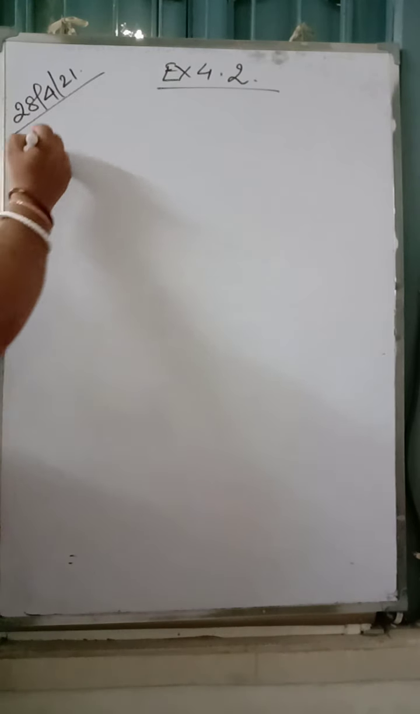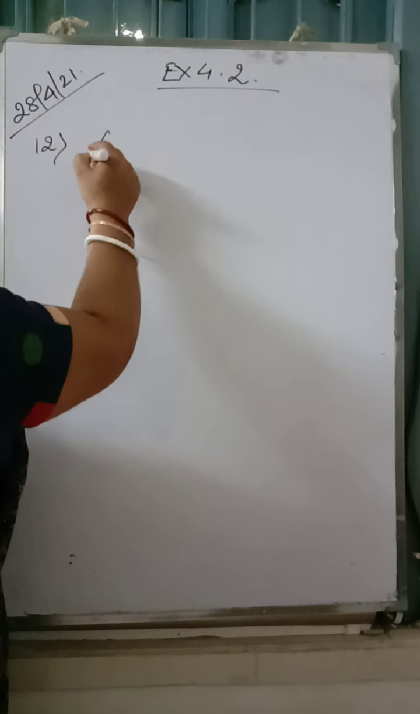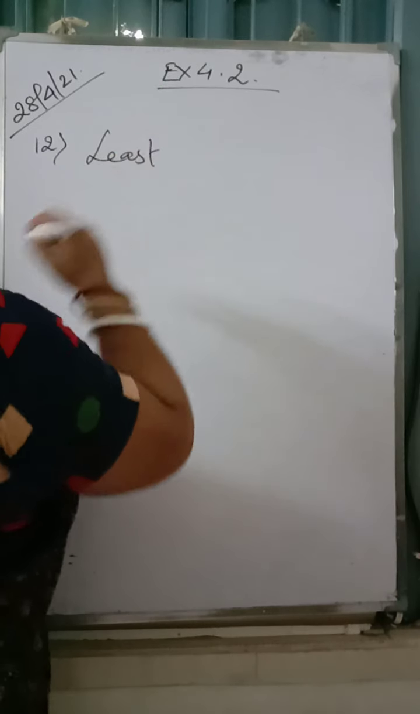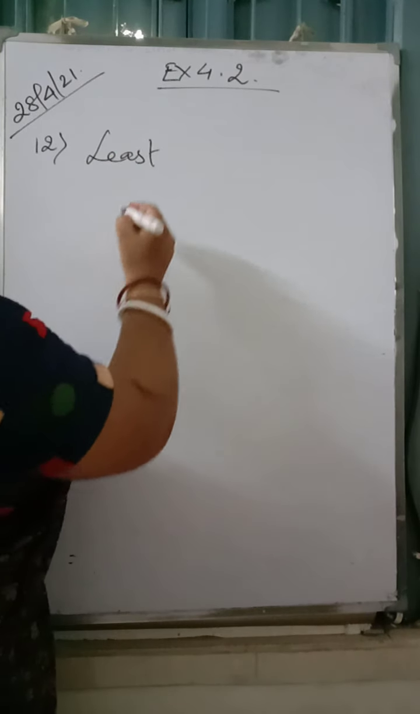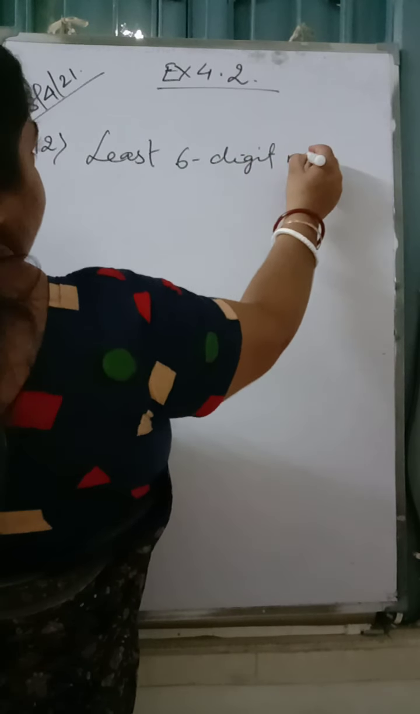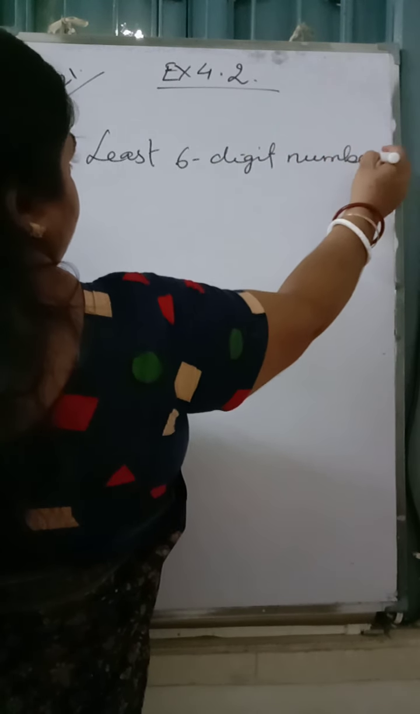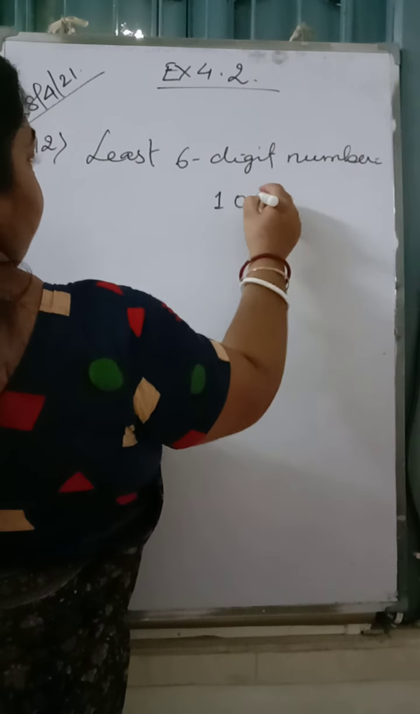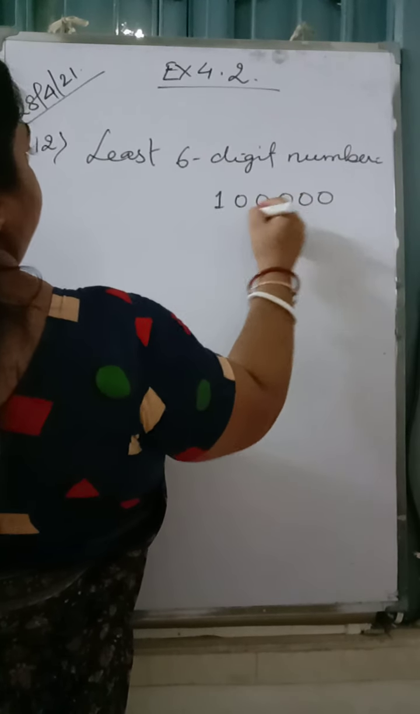Look at question number 12. It says find the number which is 52,827 less than the least 6-digit number. So what is the least 6-digit number we have? We'll be writing least. The word least means smallest. Least 6-digit number is 1 then 5 zeros, 1 lakh.